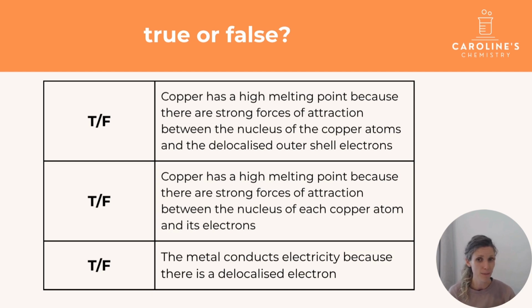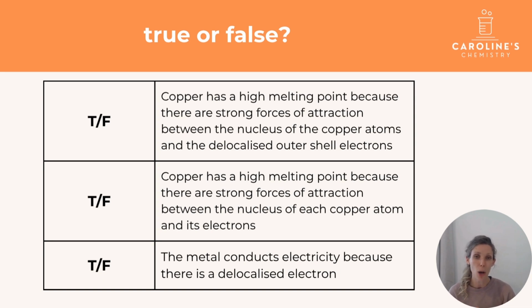That one is, pause the video if needed, true. And you might be thinking, but you didn't mention anything to do with the nucleus. But I did say we could use atoms or ions here. And we did say it's a strong attraction with the delocalized outer shell electrons. Those outer shell electrons are negative. They are going to be attracted to positive charge. That positive charge is the protons in the nucleus of the atom or ion. So that is true.